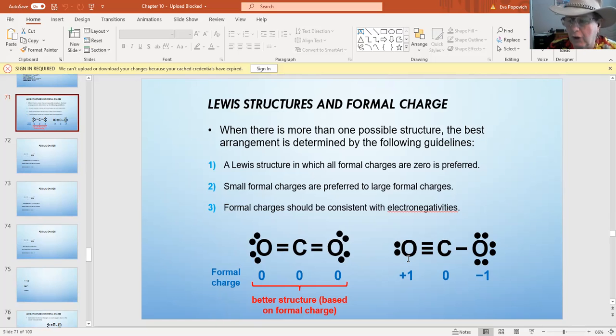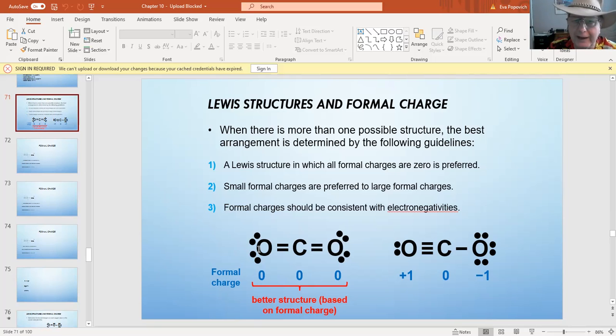If I'm dealing with this oxygen, oxygen still has 6 normal valence electrons, but now it only has 2 lone pair electrons plus 6 bonding electrons divided by 2. So you get 6 minus 2 plus 6 divided by 2. That's why the formal charge on oxygen is a +1. Does that make sense to you, Cassidy? Yeah, it does.